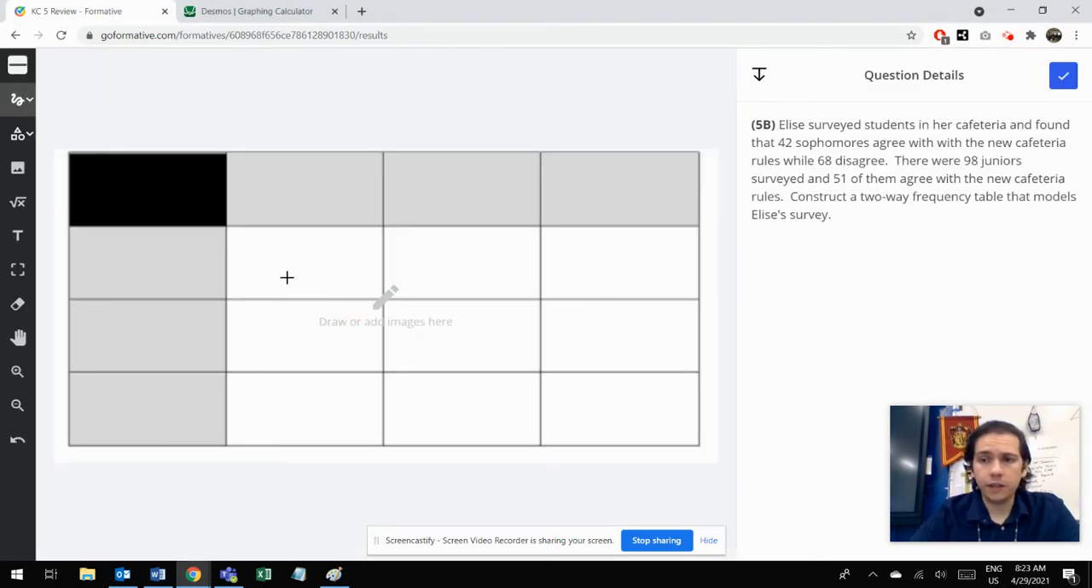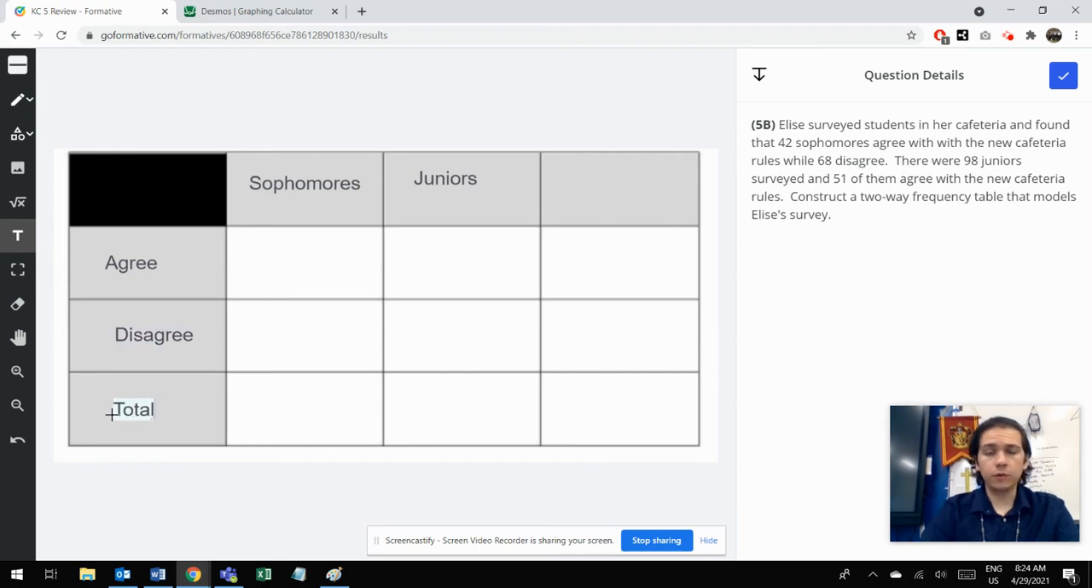So when I think about the two frequencies that we can have here, she's asking if people agree or disagree with the survey, and people are either sophomores or juniors. Those are two things you can't be both of. You can't agree and disagree at the same time. You also can't be a sophomore and a junior at the same time. You're either one or the other for both of them. So the two frequencies we have are sophomores and juniors, and you either agree or you disagree.